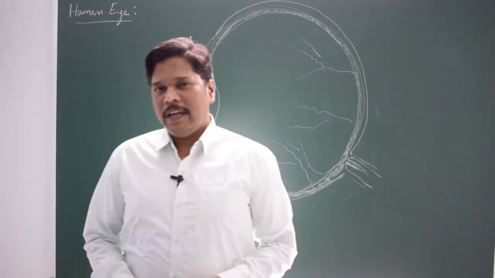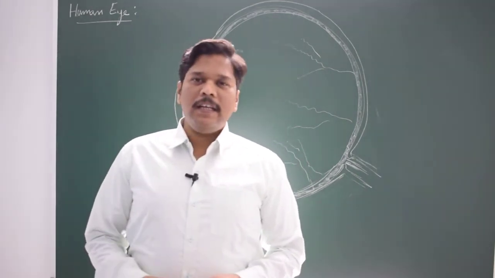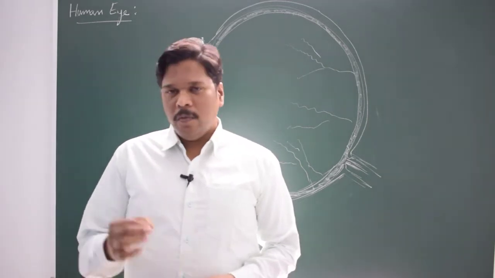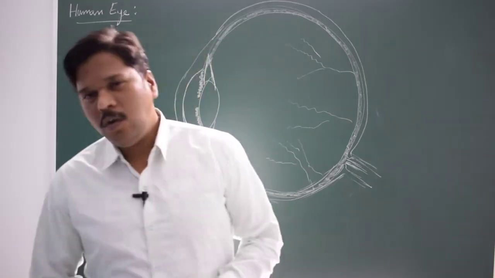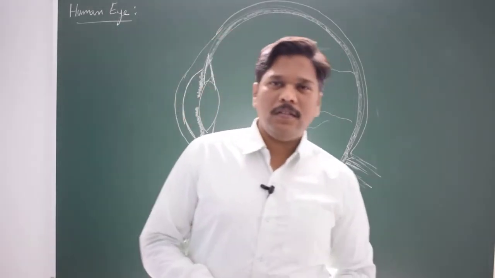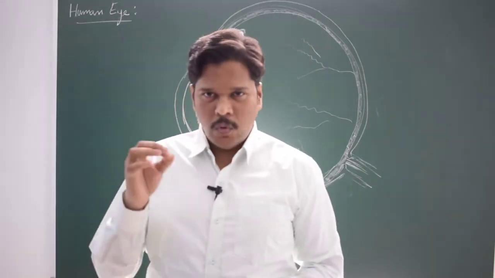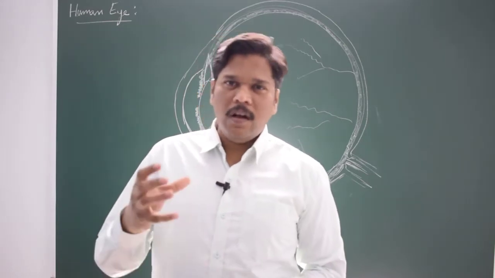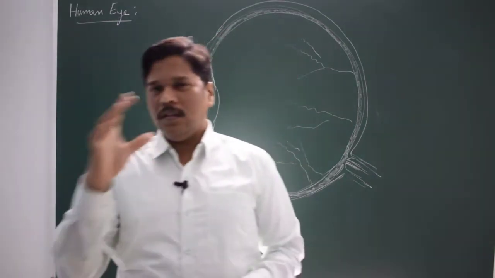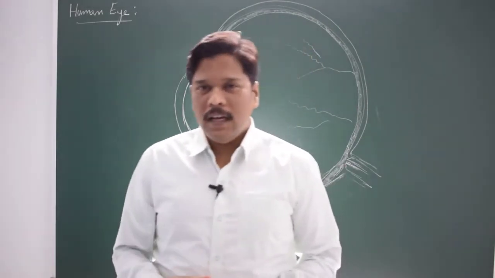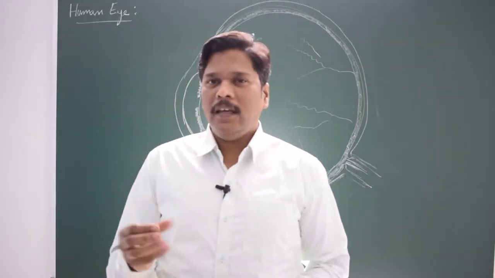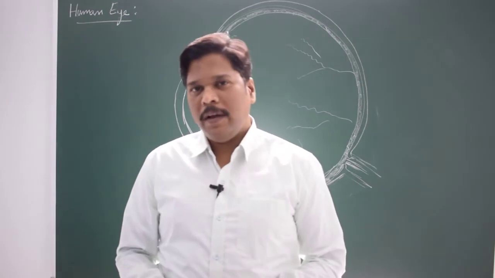I am Vinod. We are in 10th standard, chapter 11, Human Eye and the Colorful World. So we will learn about the human eye. Out of the 5 sense organs, the sense of sight is very important, because of the eye, we are able to see this colorful world around us. Today we will learn about the function of the eye and some important parts in the human eye.